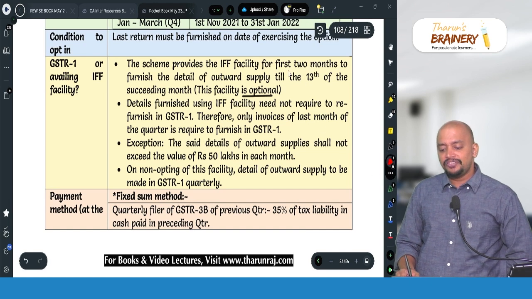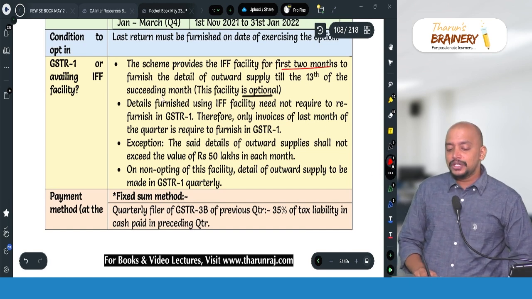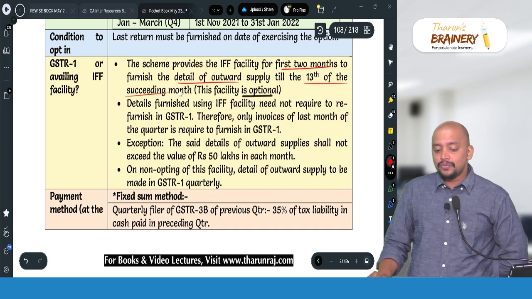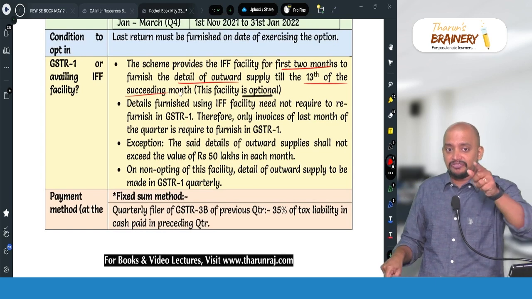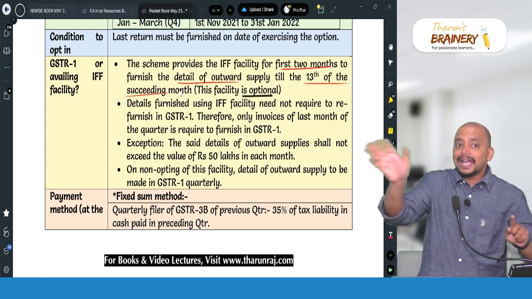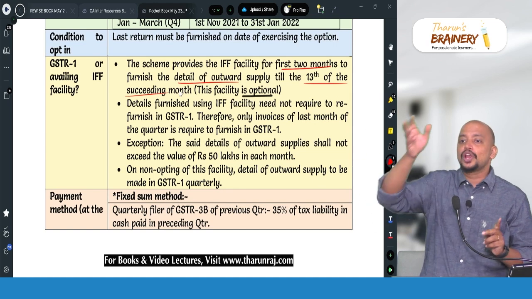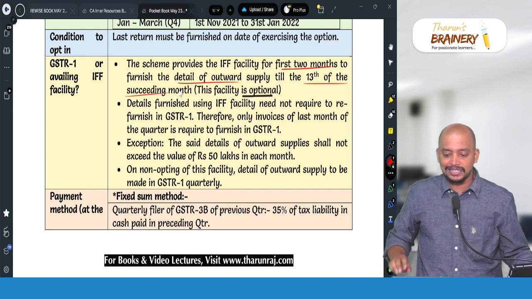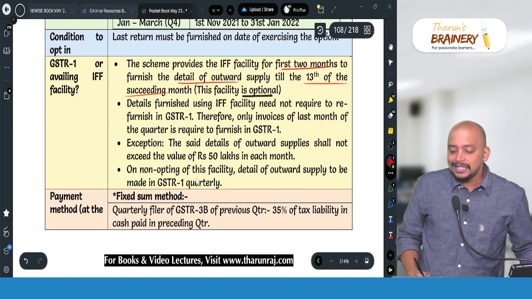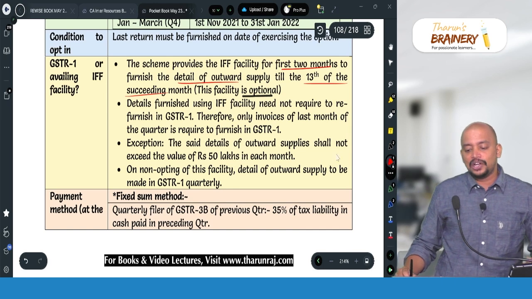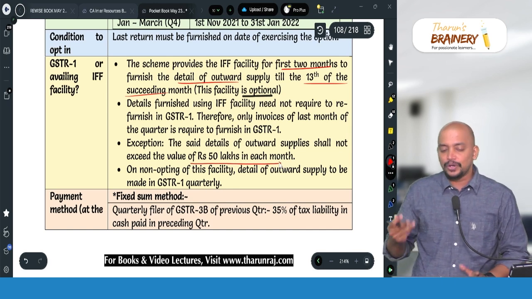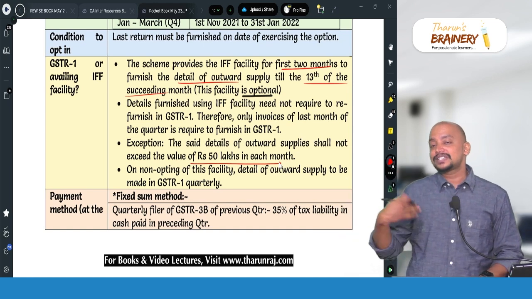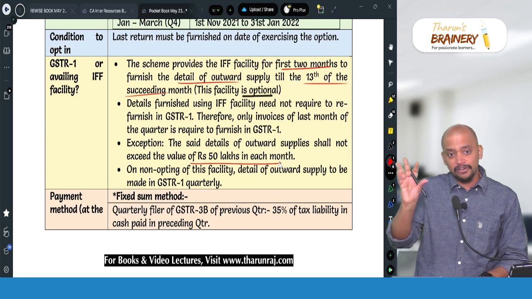This is only for the first 2 months of the quarter, and they need to file the details of outward supply by 13th of the month following every month. Whatever details are furnished in IFF for the first and second month need not be furnished again in GSTR1, they will automatically come into GSTR1; only the third month details they need to enter in GSTR1. And an exception: the details of outward supply shall not exceed 50 lakhs in each month. I don't know why that point is given, but in every month they can enter outward supply data only to the extent of 50 lakhs.